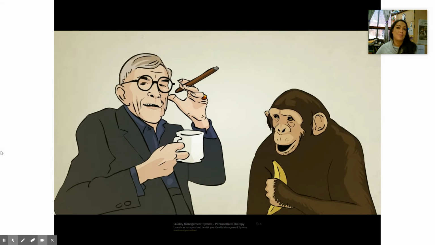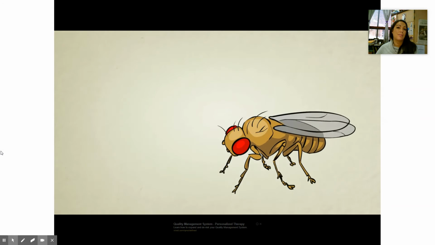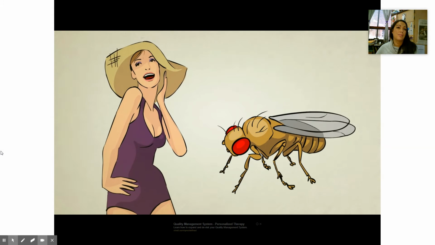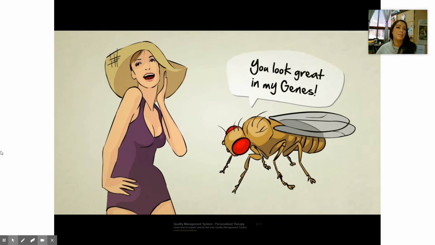You might not be too surprised to learn that humans and chimps, which are closely related, share 96% of their genetic code. But what would you think a lowly fruit fly has in common with a beautiful swimsuit model? Surprisingly, about half of its genes.